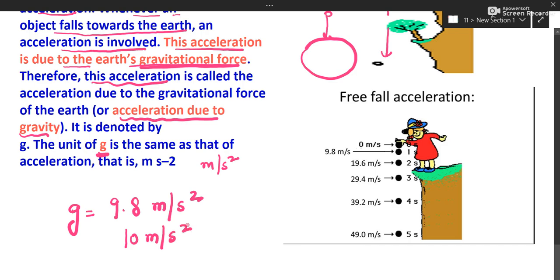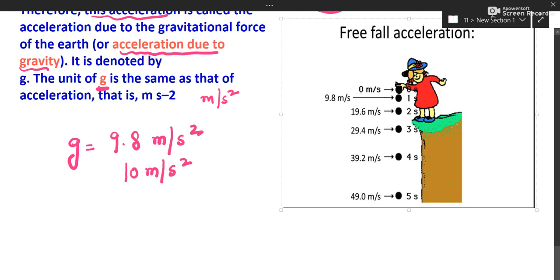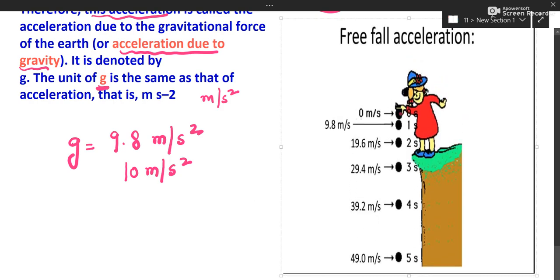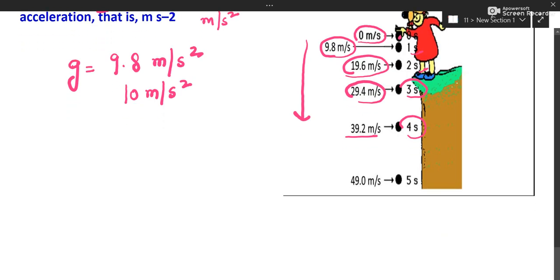So you can see here also in this diagram, in this picture, they have measured the velocity. Okay, the man has thrown the ball up, and now you see at the highest point velocity is 0. So u is 0. After 1 second, this is the velocity. After 2 seconds, this is the velocity. After 3 seconds, this is the velocity. They have measured. You can also calculate. After 4 seconds, this is the velocity. You can see velocity is increasing continuously. That means an acceleration is involved. And who is the source of acceleration? Earth. So that acceleration is called acceleration due to gravity.